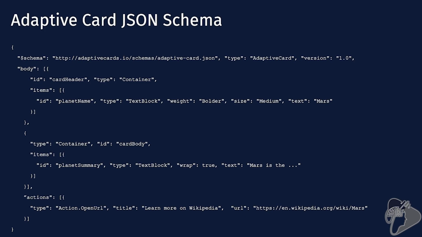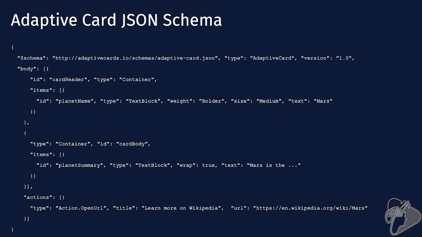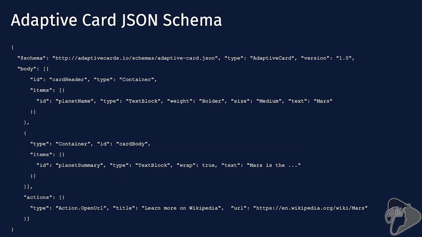In this case, I just have one thing, which is a text block, and it's got bolded text that's going to be medium-sized, and the text that's going to be displayed is the word Mars. Then you can see I have another container in the body, and that is going to be another collection of things. Here I've got the id of planet summary, the type is a text block, and then there's some text that I'm writing out describing what Mars is.